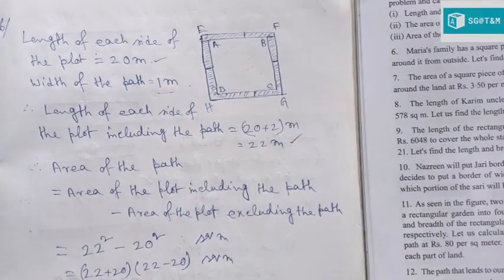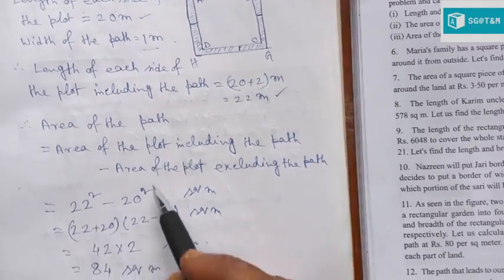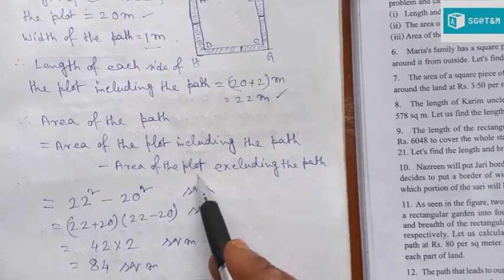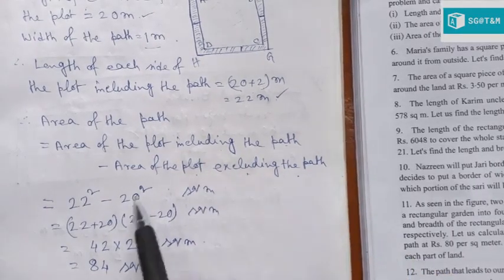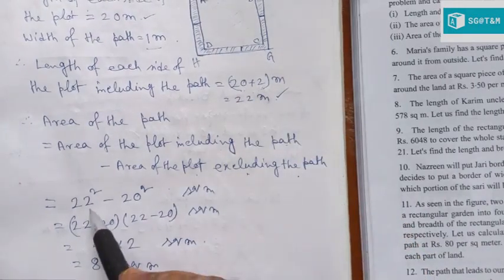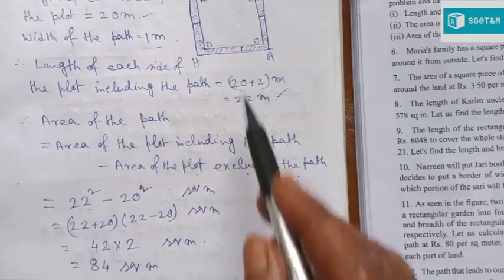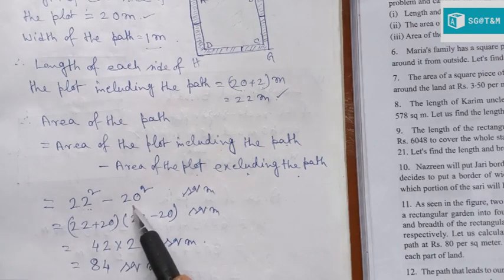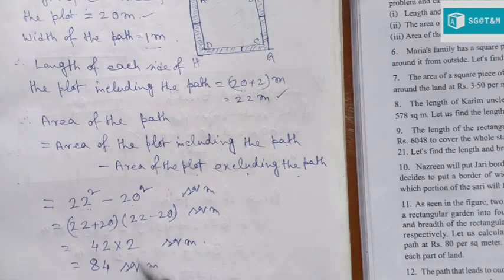So the area of the path is nothing but the area of the plot including the path minus the area of the plot excluding the path. So this is 20 plus 2, 22 meters, 22 square, and the area of this portion is 20 square, since we know that the area of a square is side square or side into side. So 22 square minus 20 square, 22 into 22 minus 20 into 20, that means 400. Then we get the answer.